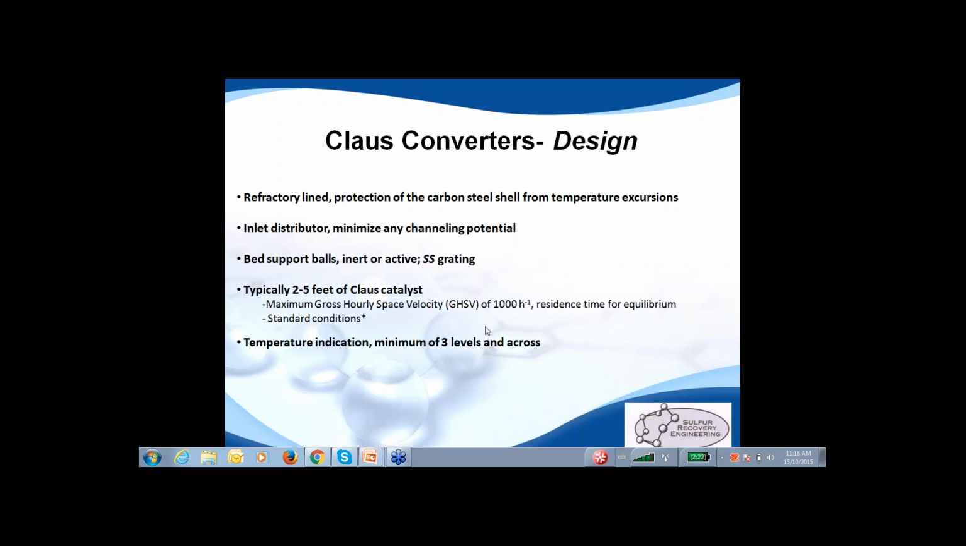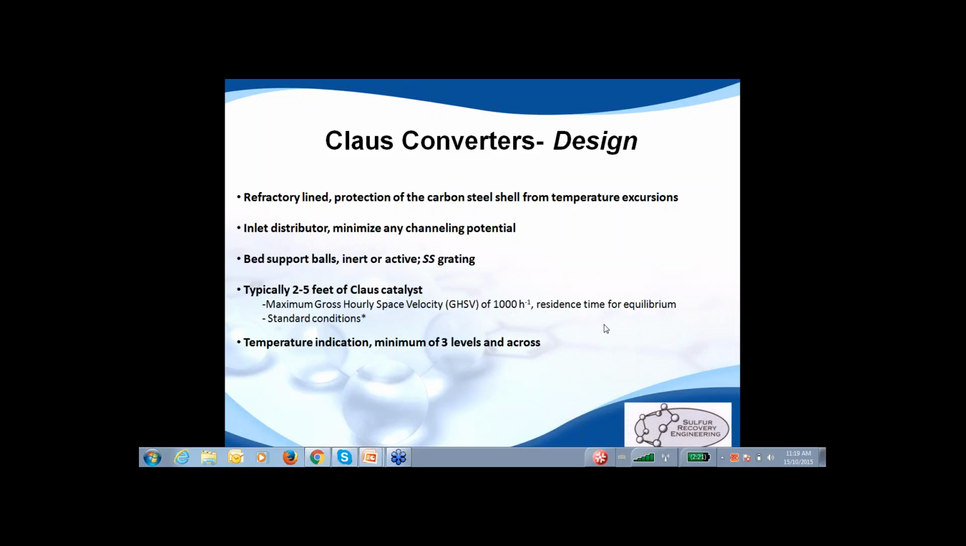Typically in most converters, depending on the total amount of sulfur coming into the SRU, so the total amount of H2S that needs to be processed, we have 2 to 5 feet of depth in terms of catalyst in our converters. Bed depth is determined by maintaining an appropriate gross hourly space velocity, essentially residence time for the reaction to achieve equilibrium. In each converter bed, the Claus reaction must achieve equilibrium to ensure that we are able to achieve quality and acceptable overall sulfur recovery levels in our process.